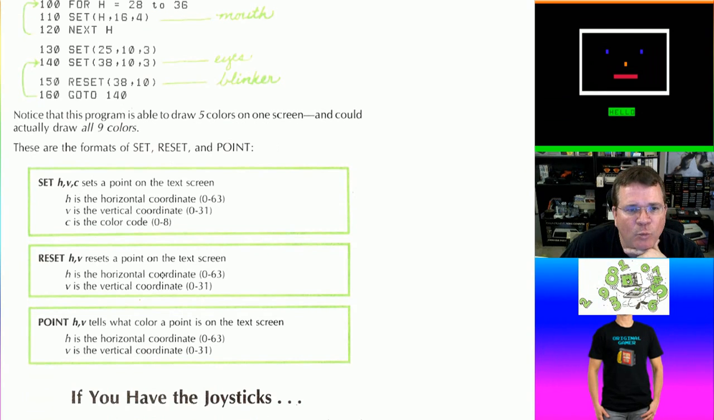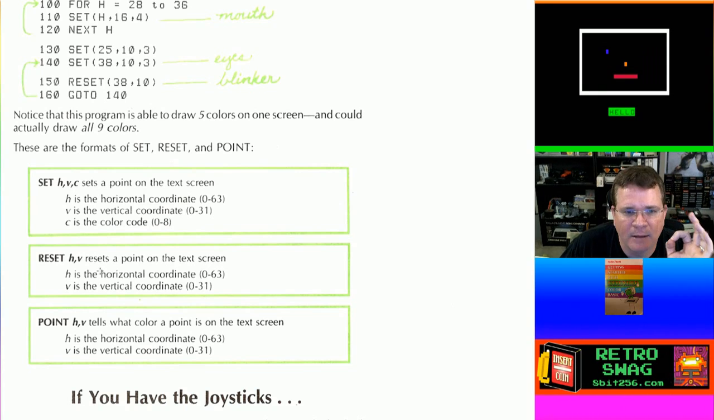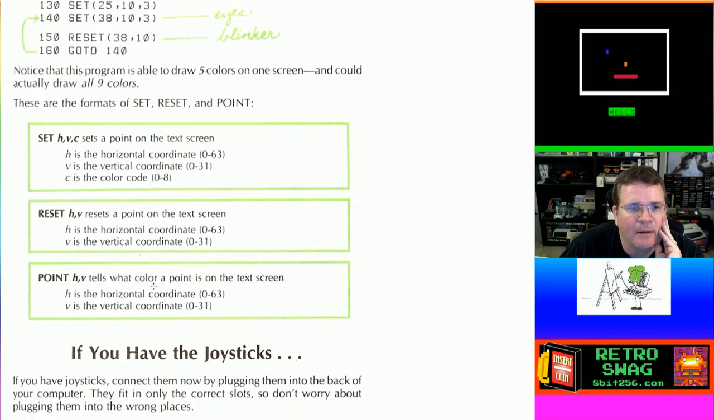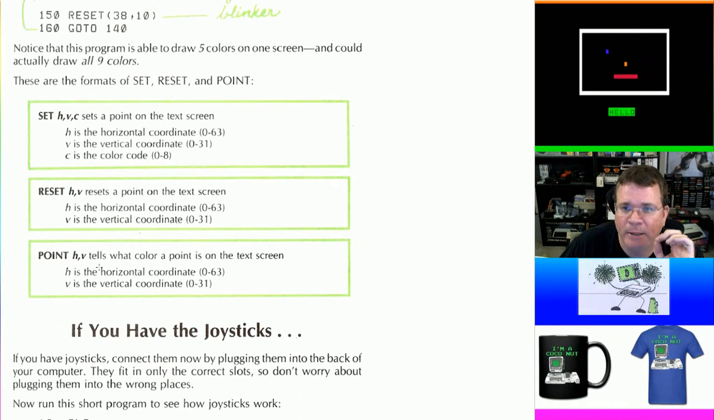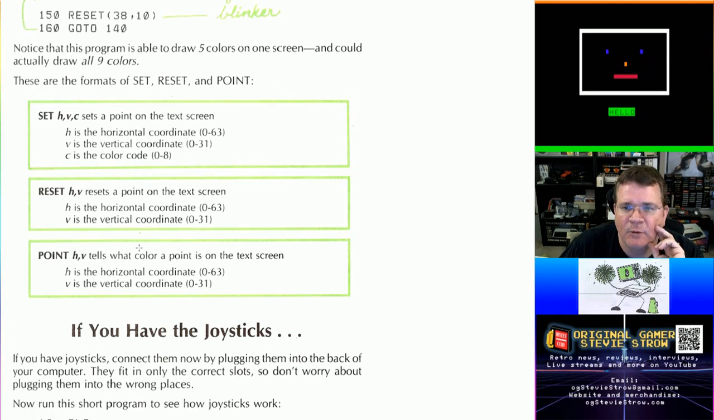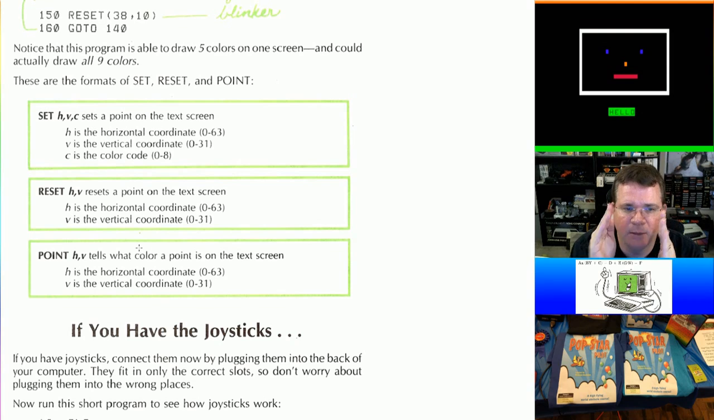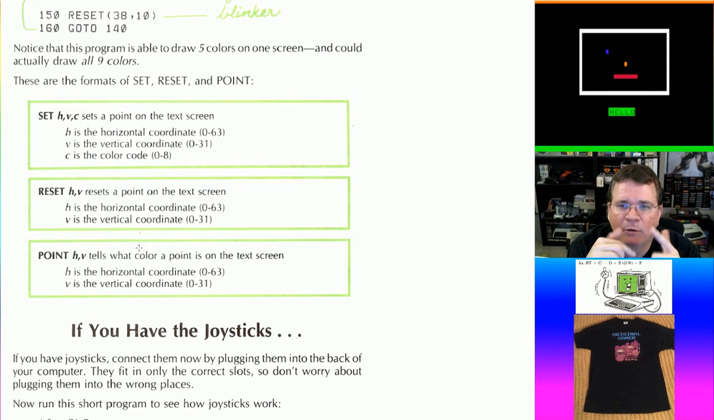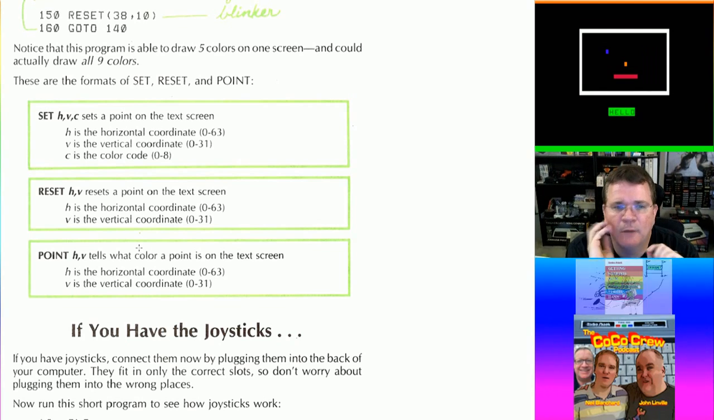With reset, we just specify the horizontal and vertical, the X and Y coordinates, and it automatically sets that to black. Now, what if I want to determine what value already exists in a particular spot? I can use the point command. So I say point H comma V, right? What is my horizontal, what is my vertical coordinates? Basically I'm looking into those coordinates and I'm going to read the value of whatever color is there. And then whatever I pull out of there is going to tell me what color is currently on the screen.